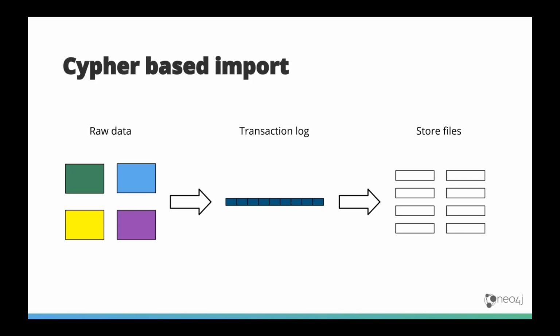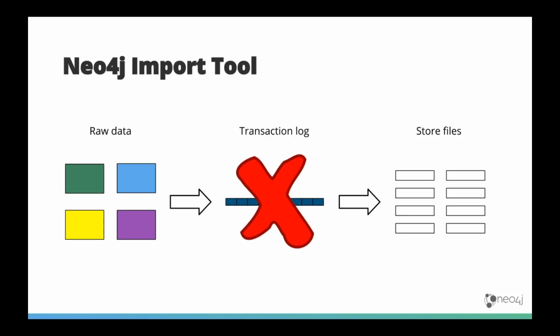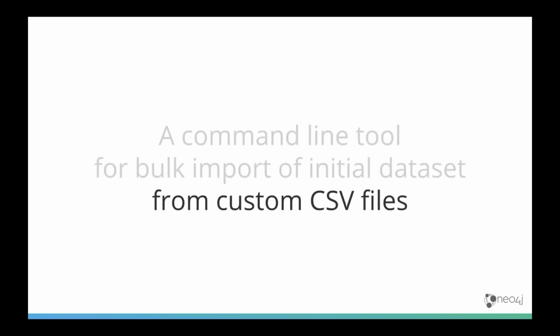With the import tool, we don't have any of that safety. We don't have the goodness of Cypher anymore. So we're effectively going straight from the raw data over to the store files. When you're running this, it's going to be faster because we've skipped that whole transaction safety stage. But if your process crashes in the middle of creating these store files, you're going to have to start again. The recovery mechanics are not there. The advantage is it's really quick.